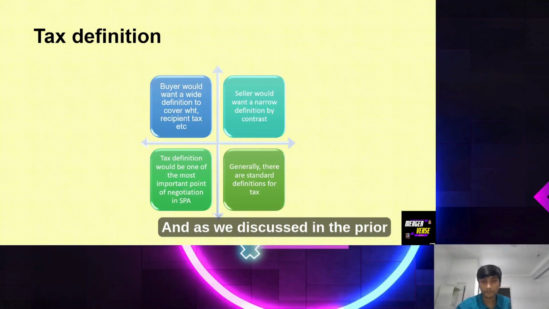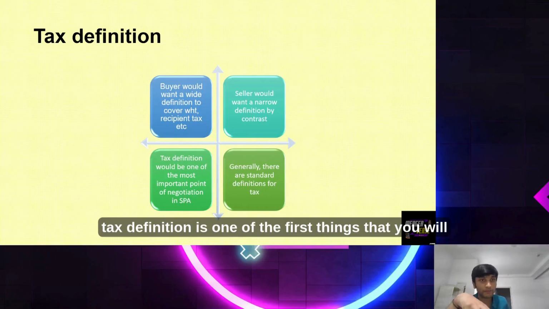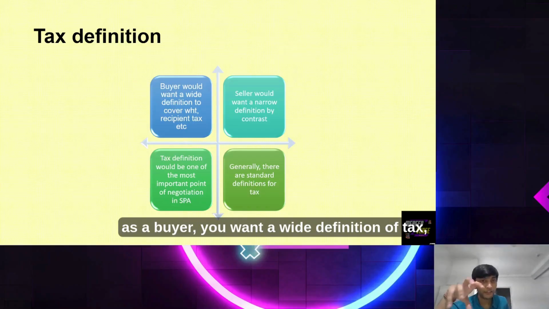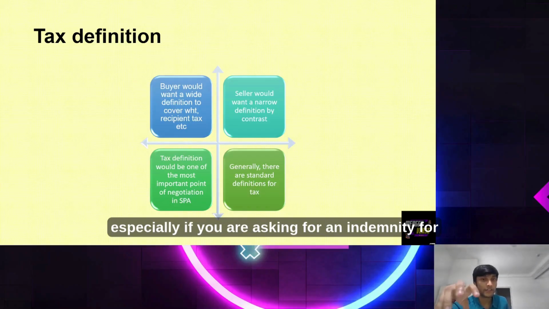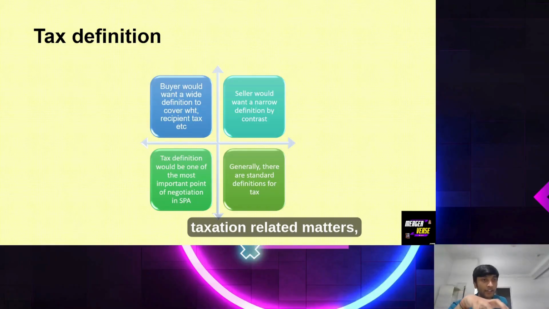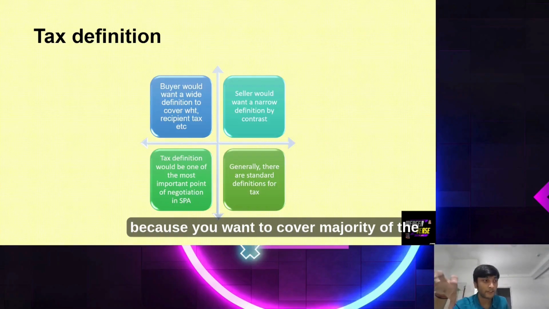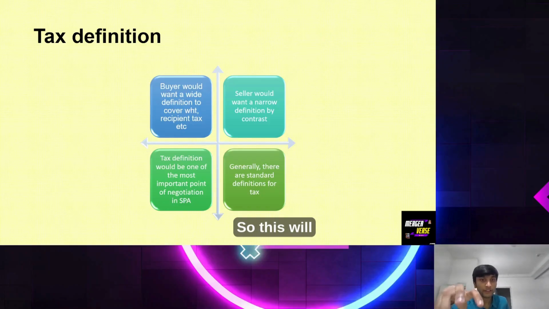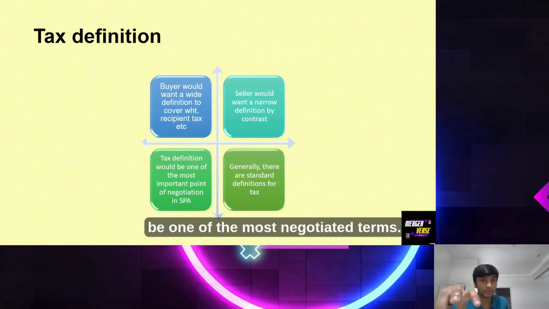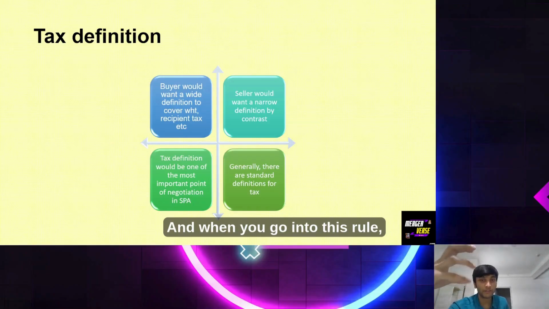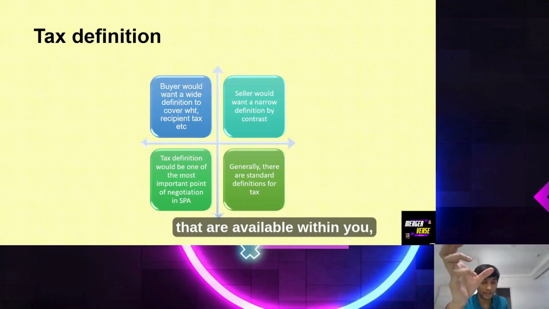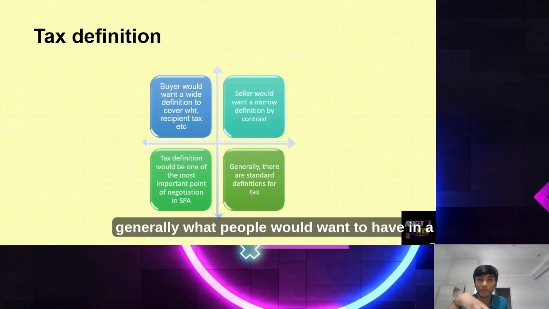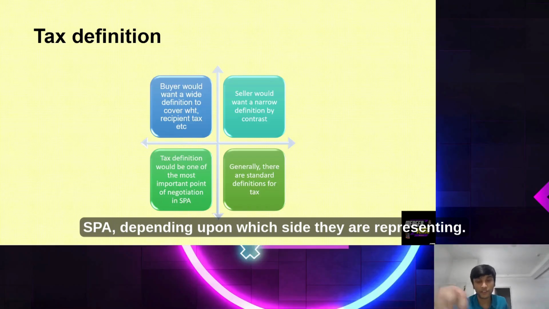And as we discussed in the prior slide, the tax definition is one of the first things that you will look into in an SPA. So as a buyer, you want a wide definition of tax, especially if you are asking for an indemnity for taxation related matters, because you want to cover the majority of the tax, whereas a seller would want a narrower definition of those taxes. So this will be one of the most negotiated terms. And when you go into this role, there are standard definitions that are available within every firm, within every team, which are generally what people would want to have in an SPA depending upon which side they are representing.